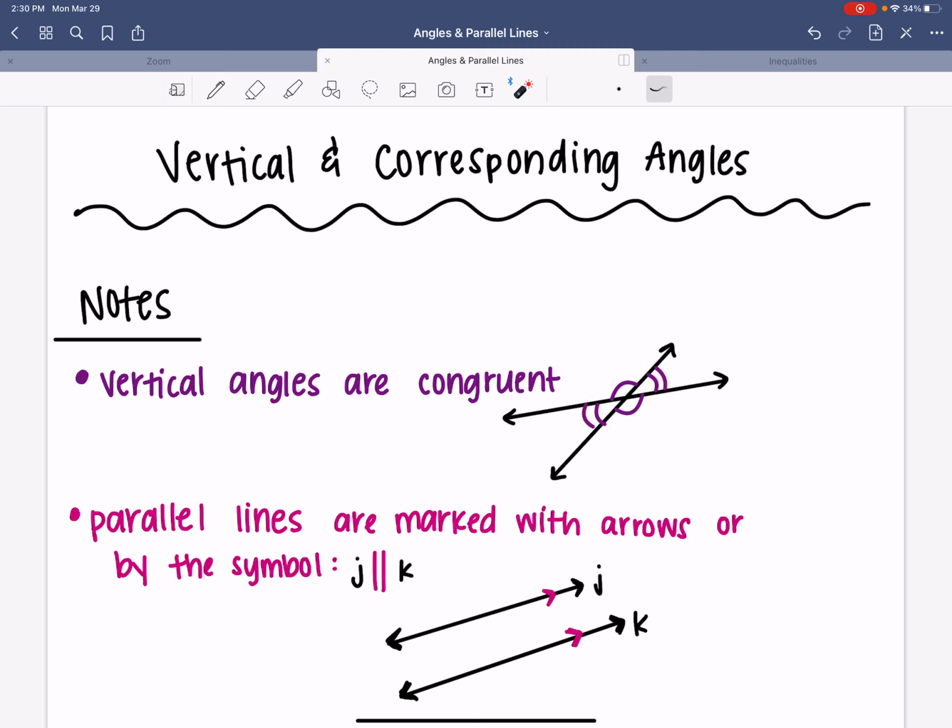Now with parallel lines, they're marked a couple of different ways. They can be marked with the arrows like this. Sometimes you'll see double arrows like that. Or they can be written out in the sentence that's given to you. So if we have line J and line K here, you could just be told that J is parallel to K without the arrows necessarily being there.